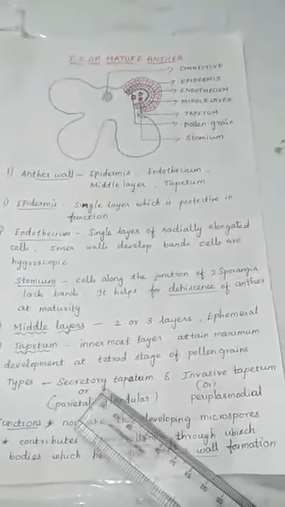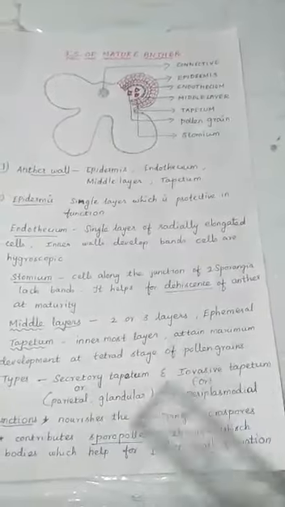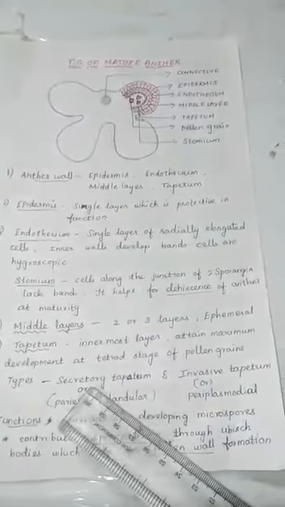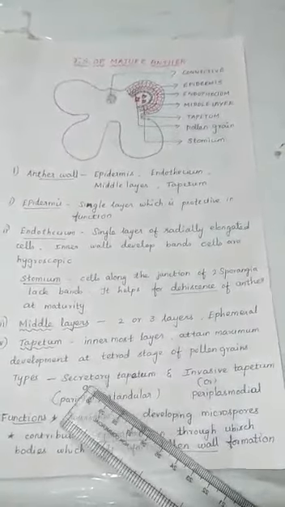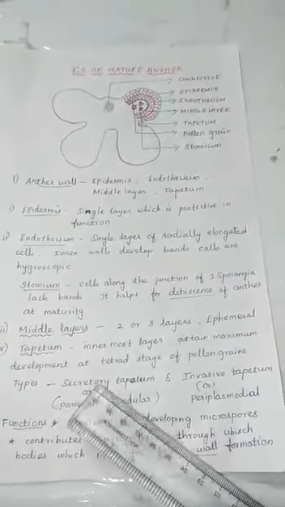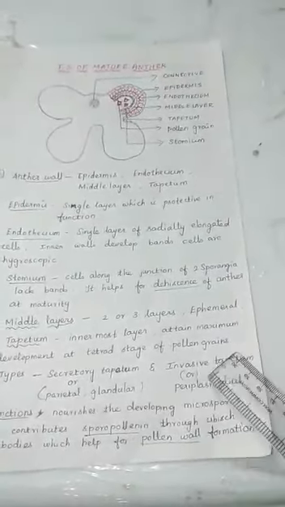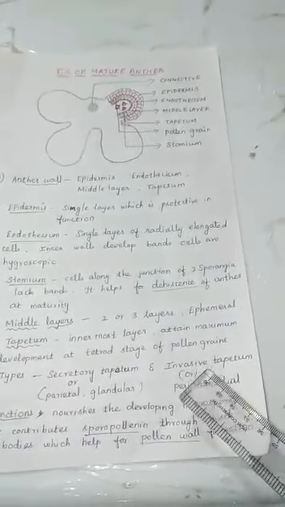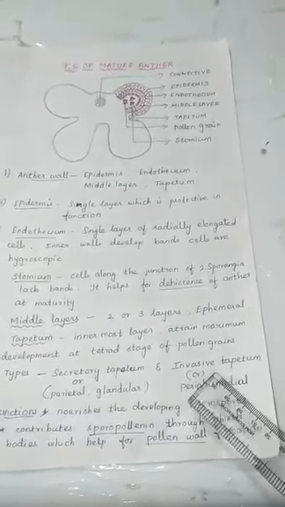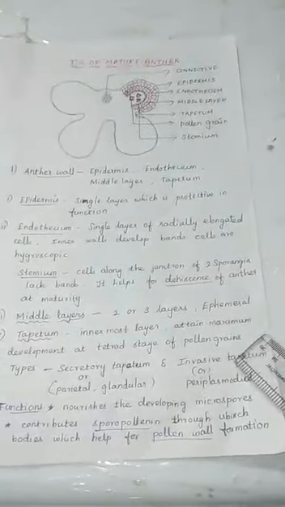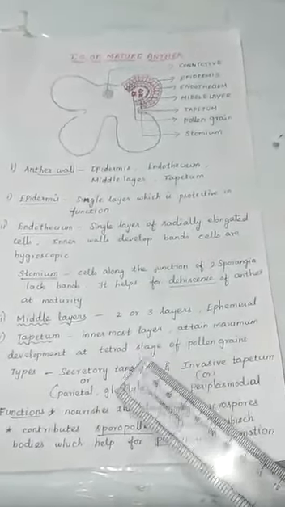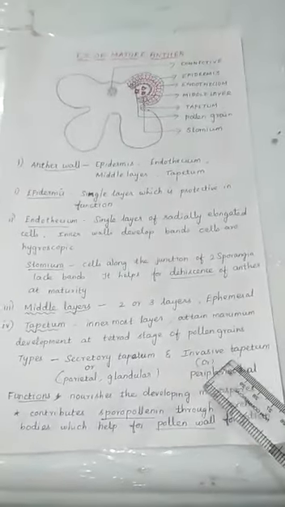There are two types of tapetum: secretory and invasive. Secretory tapetum is otherwise called parietal or glandular. Here the cells are rigid in nature. It does not lose its shape and it helps in nourishing the developing microspore. But in invasive tapetum, the cells are not rigid, they lose their original shape, and along with the pollen surface, they will form a plasmodial-like structure. So we can call this the periplasmodial type. There are two types of tapetum: secretory tapetum and invasive tapetum.